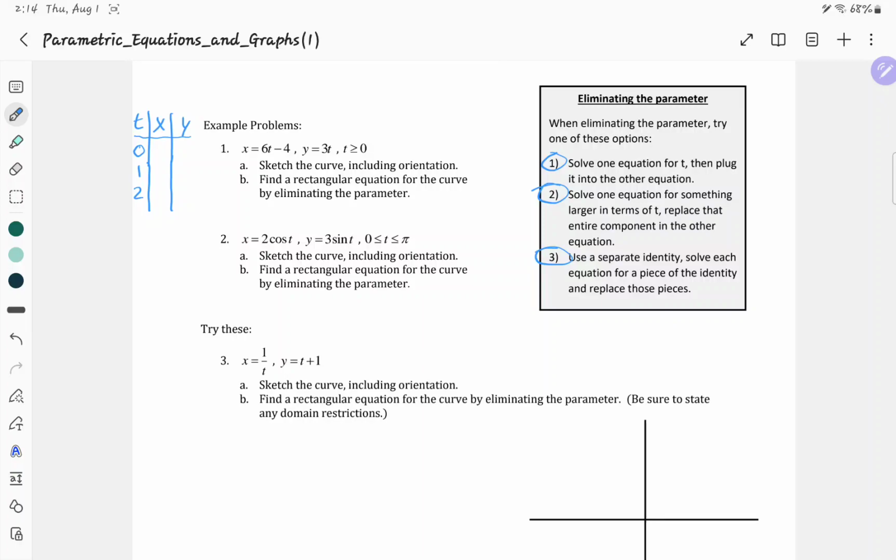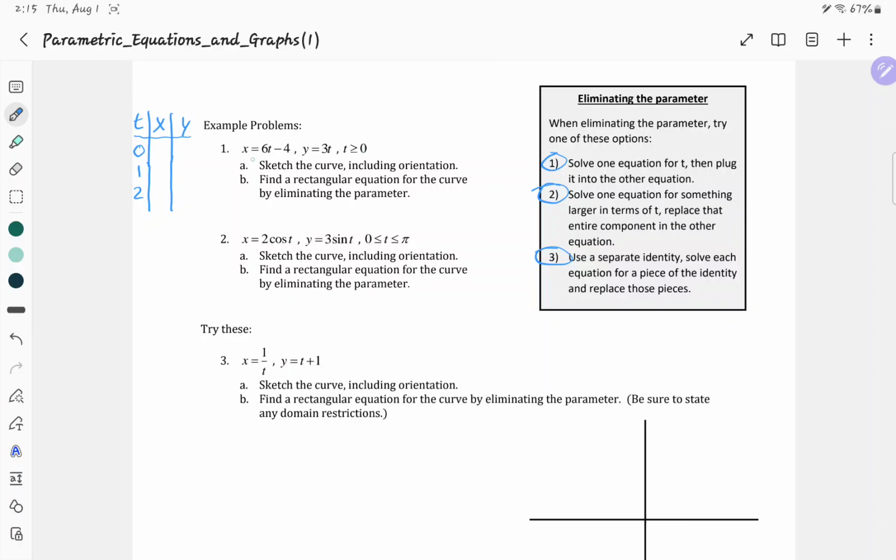This is usually not the best method. We'll try other stuff, but I'll go ahead and just do a couple points with this one. Usually this is fairly good if you have restrictions to find your starting and stopping point. So it's not too bad for that.